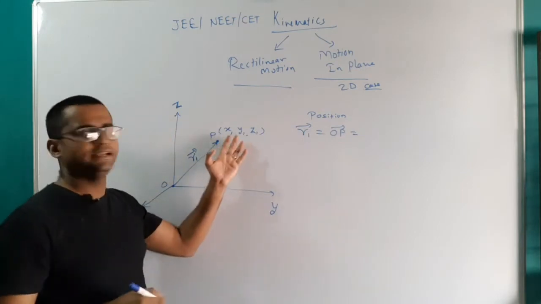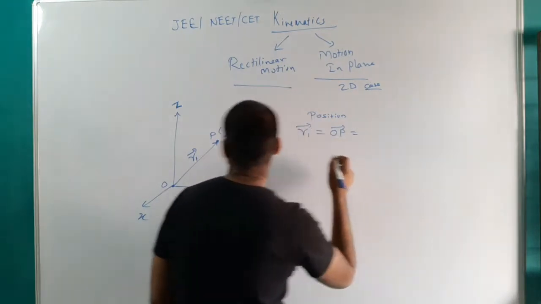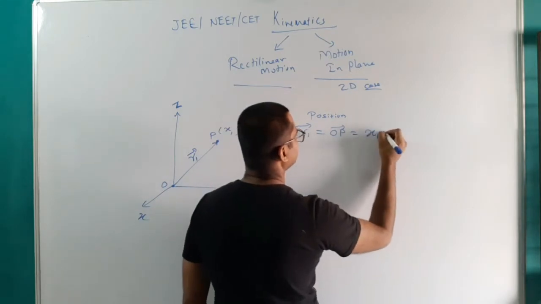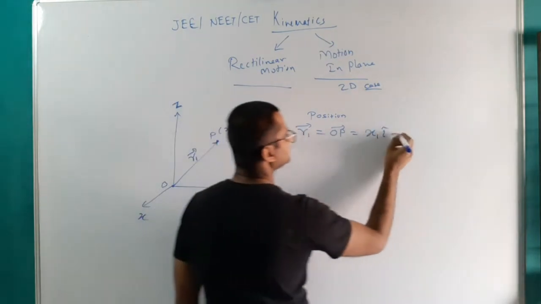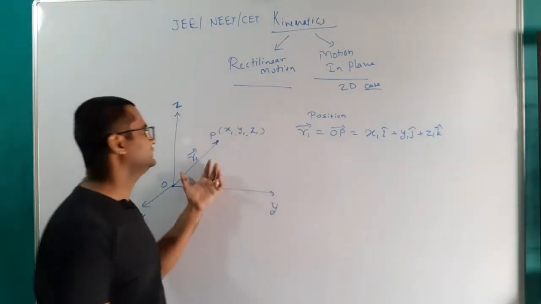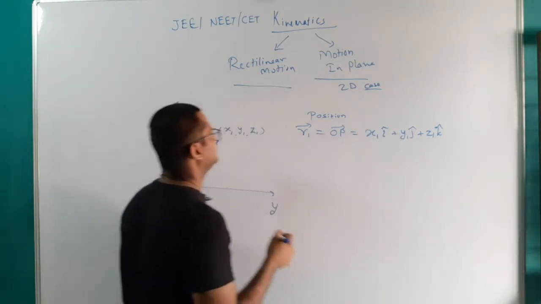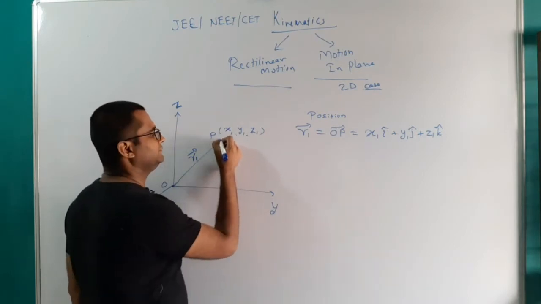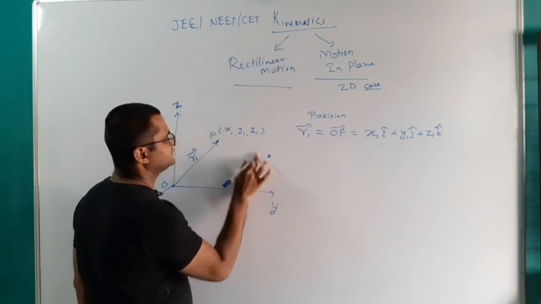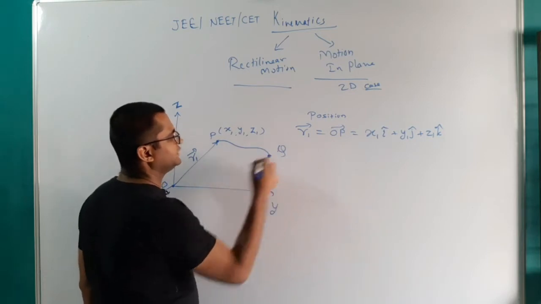Since we are considering this as the initial condition, this will be our initial position vector. From these x, y, z coordinates, we can write this r1 vector as x1 i cap plus y1 j cap plus z1 k cap. So we can write this position vector in xyz format or in Cartesian component format. Suppose this particle after some time moves like this and reaches here. Let us draw a simple diagram. Let us say it moves like this and reaches this point, which is point Q.